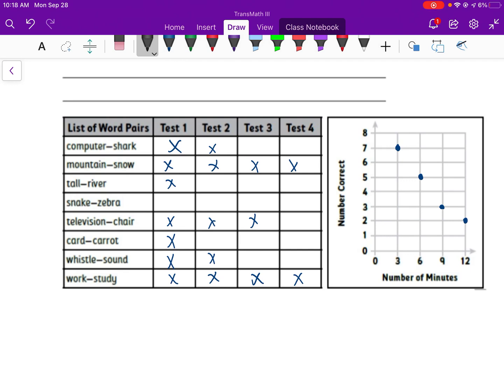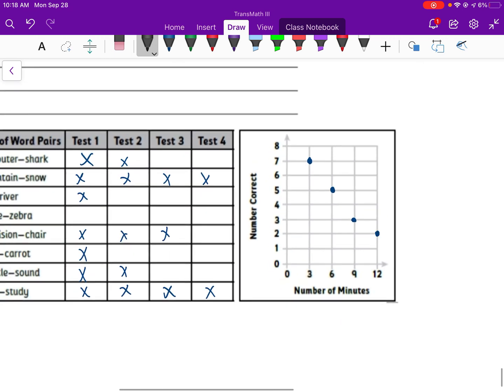Then I'd wait another 3 minutes and I'd say the first word and you have to come up with the second word. This time only 5 of them were correct. Another 3 minutes, 3 were correct. Another 3 minutes, 2 were correct. So if you notice, as the number of minutes increased, the number of correct decreased. So that's another case of an indirect relationship. The minutes went up, number of correct went down.